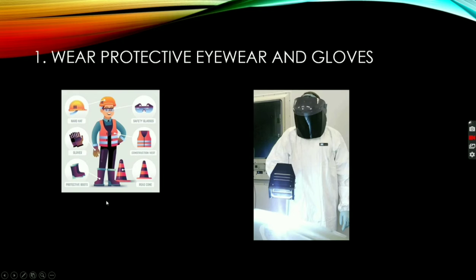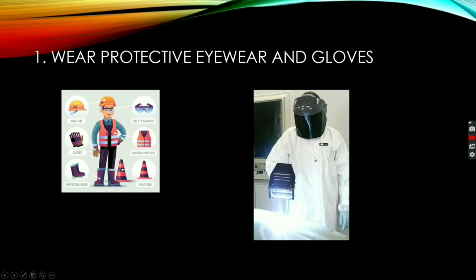The next picture shows the right way of using PPE when handling UV lights. As we can see, this is the UV light, and the person is wearing full PPE. He's using gloves and also a mask that can block UV light from entering his eyes or his face.